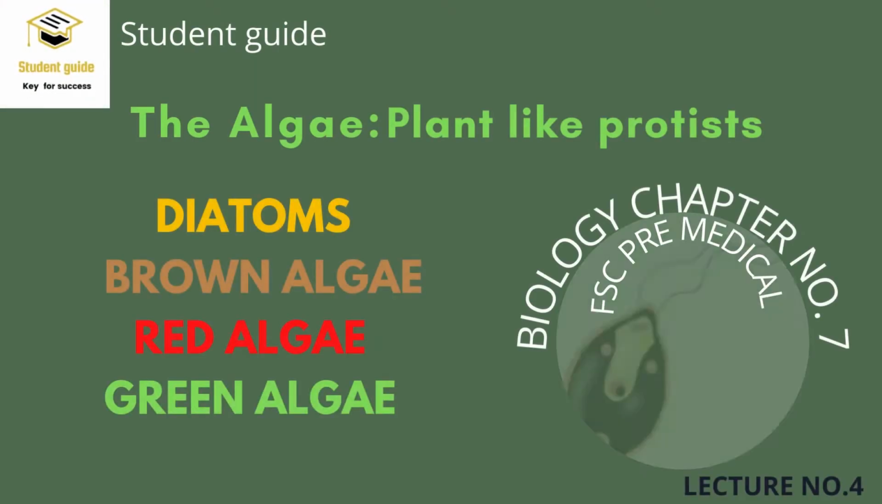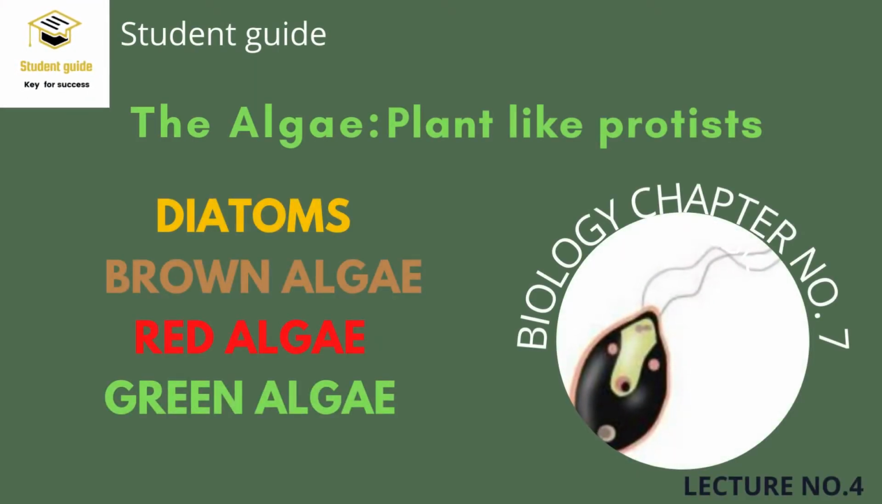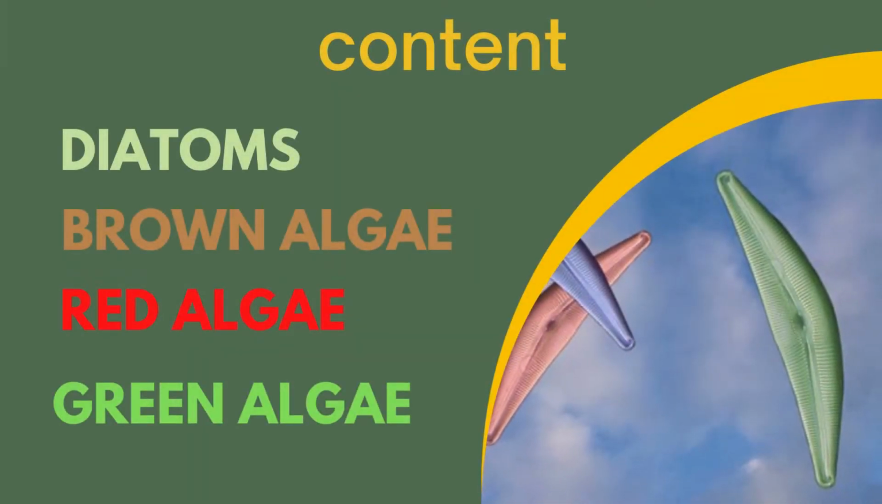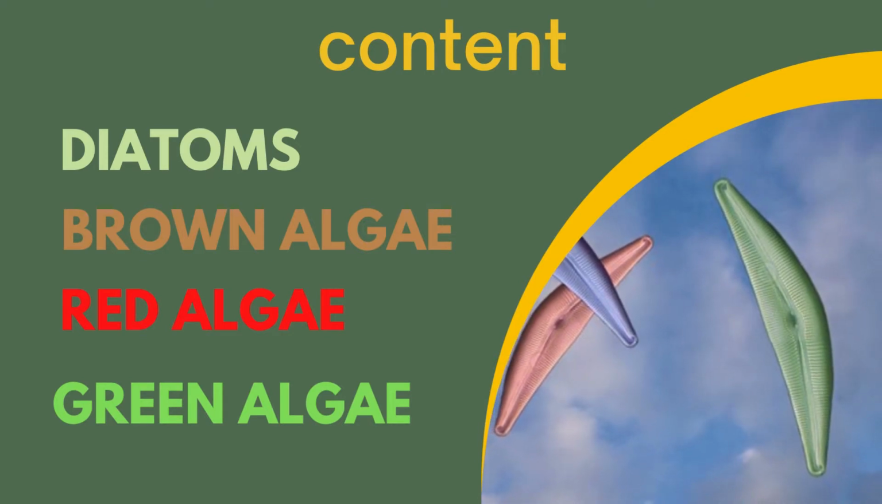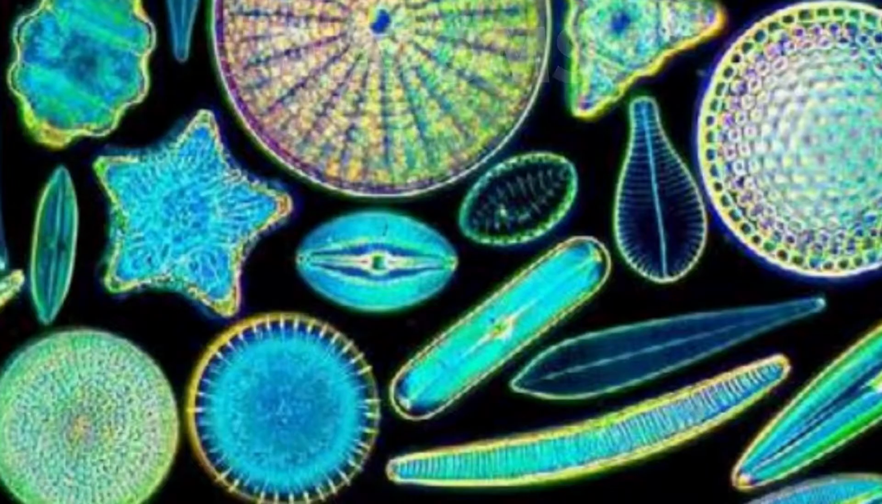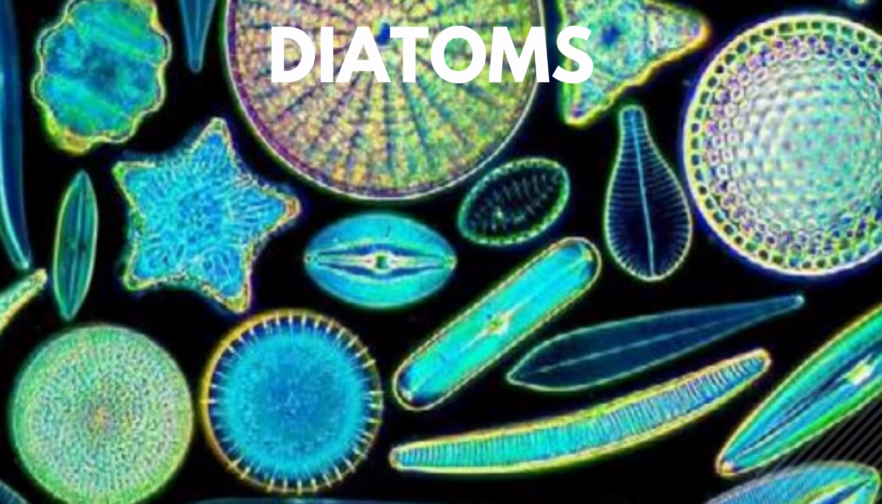Assalamu alaikum students. Today we will discuss algae, plant-like protists. In this topic, we will discuss diatoms, brown algae, red algae, and green algae. This topic is from chapter number 7, first year biology. Let's start with diatoms.